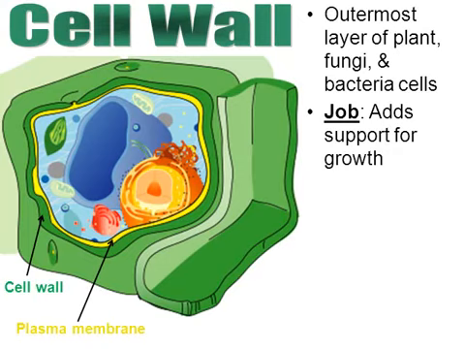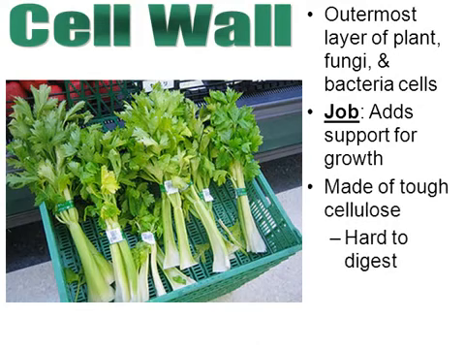What about its job? One of the jobs of the cell wall is to add support. It's made from a real tough, sturdy material known as cellulose, and this adds support to the plant, fungus, and bacteria cells that have it. As I just mentioned, the cell wall is made from cellulose. It's very hard to digest. The reason for the picture is celery has a lot of cellulose in it. I'm sure you've had bites of celery. It's a very tough, very fibrous plant, very hard to digest. That's because you're having to chew through a lot of cellulose, which is a main ingredient of the cell wall.